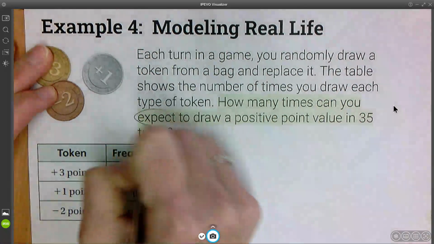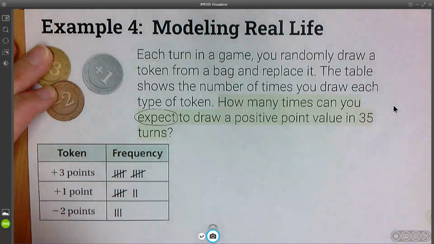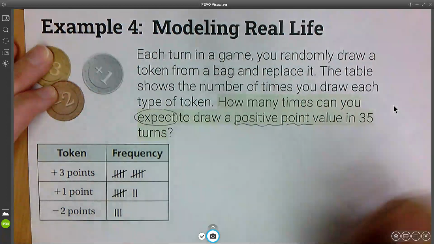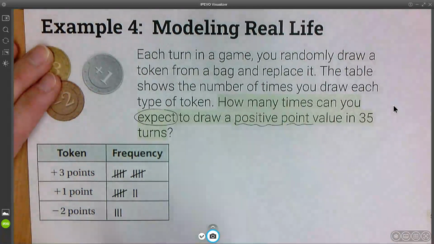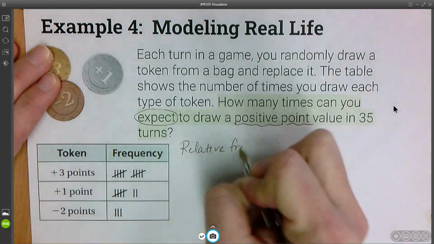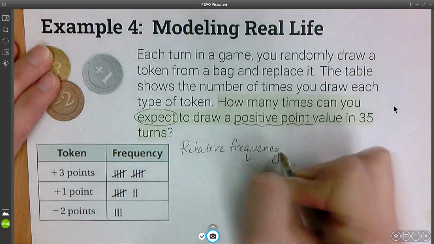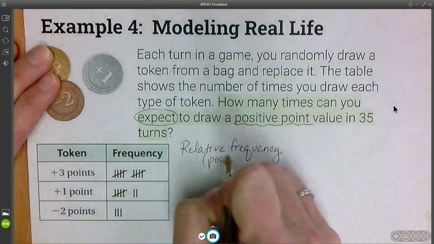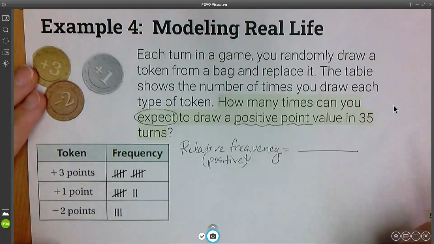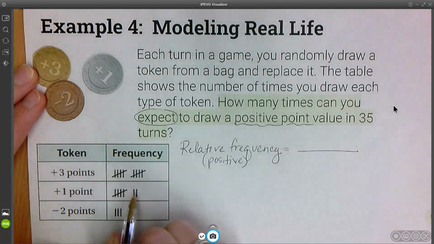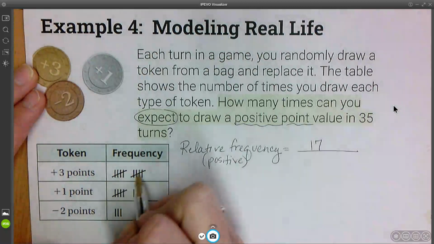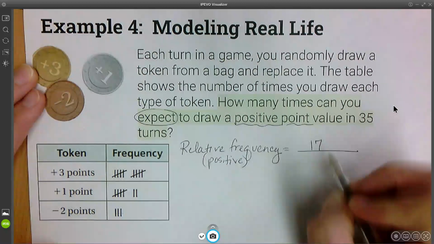To be able to predict or to guess how many times I'm going to get a positive point value in 35 turns, I have to find out what actually happened for positive, and that's called the relative frequency. So we're going to find the relative frequency of the positive actually happening out of the total number of times it tried. So I got a positive 5, 10, 15, 16, 17 times out of all the tries. So 5, 10, 15, 16, 17, 18, 19, 20.